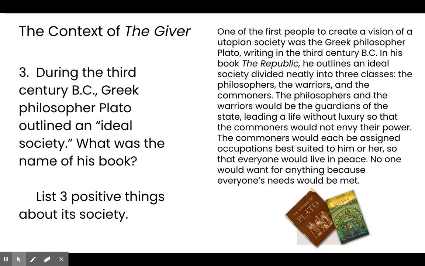One of the first people to create a vision of a utopian society was the Greek philosopher Plato, writing in the 3rd century BC. In his book, The Republic, he outlines an ideal society divided neatly into 3 classes: the philosophers, the warriors, and the commoners. The philosophers and the warriors would be the guardians of the state, leading a life without luxury so that the commoners would not envy their power. The commoners would each be assigned an occupation that is best suited for him or her, so that everyone would live in peace. No one would want for anything because everyone's needs would be met.